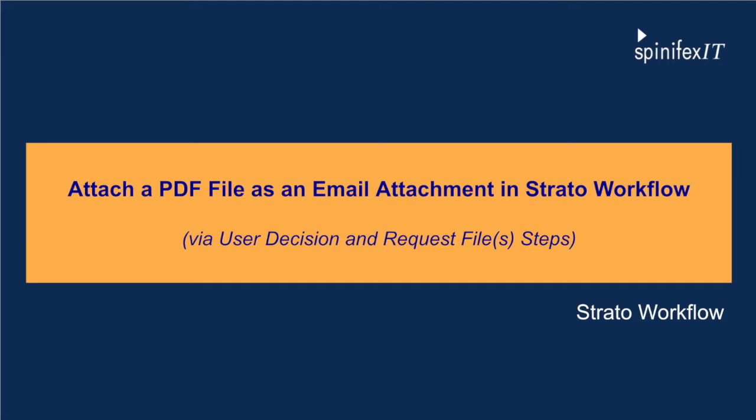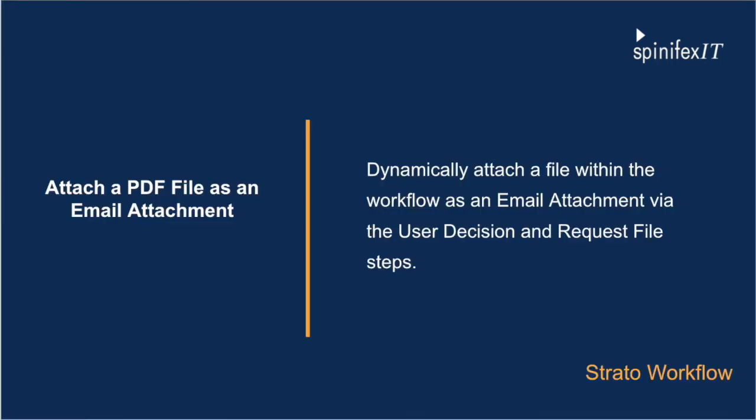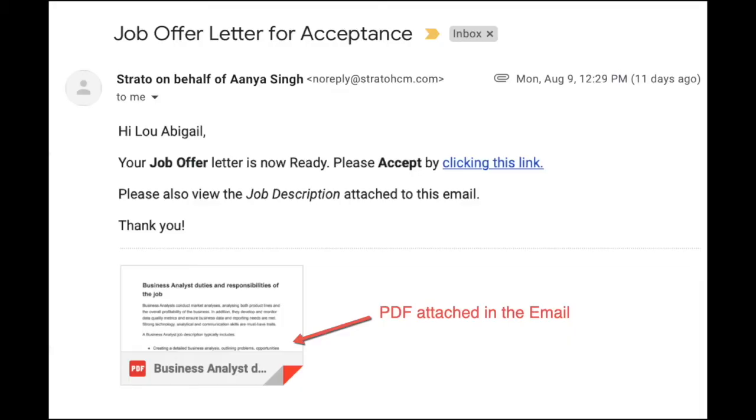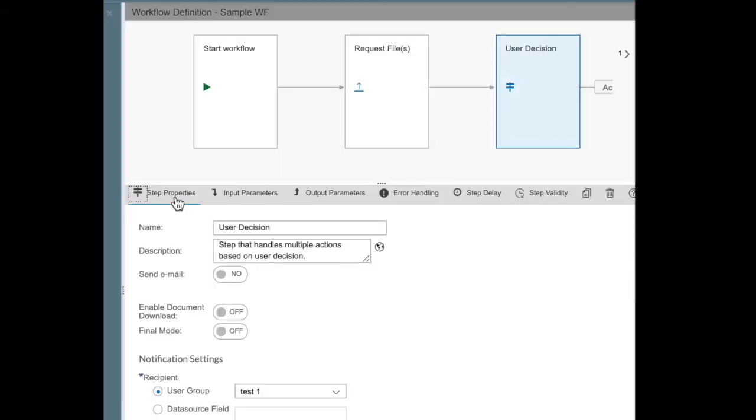Next, still in Strato Workflow, there's a new functionality to dynamically attach a file within the workflow as an email attachment via the User Decision and Request File steps. This enhancement allows having another supplementary document that can be viewed as an email attachment as long as the Send Email option is enabled in the settings of the workflow step.